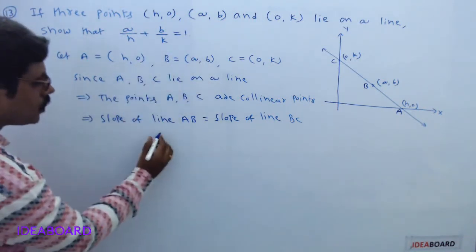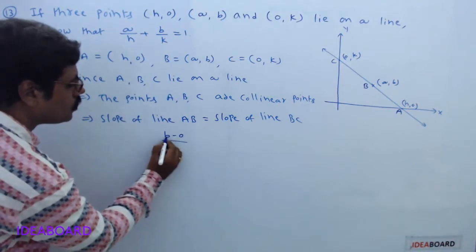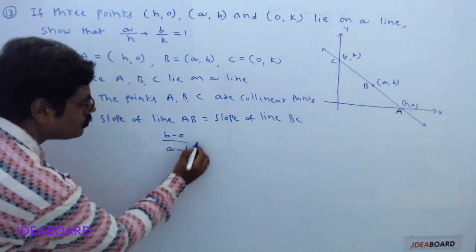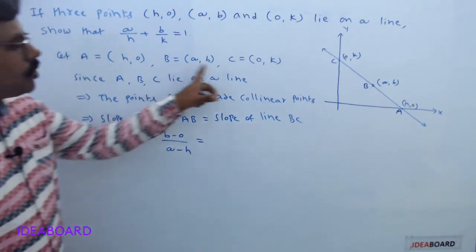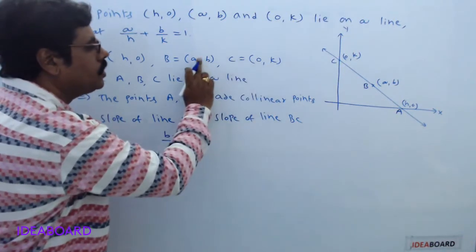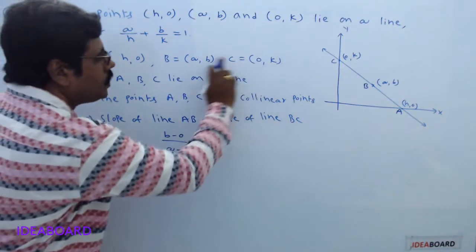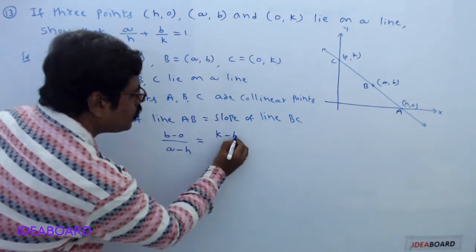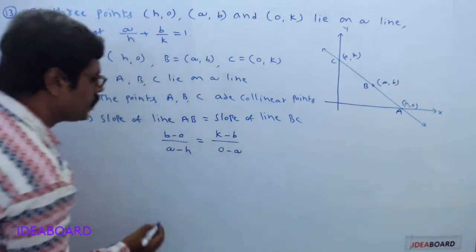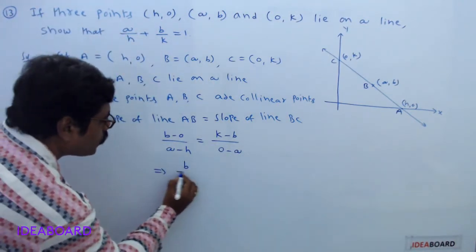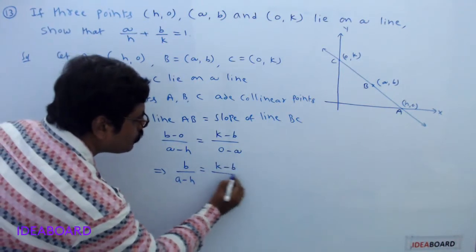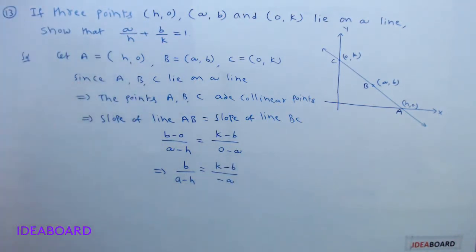Y2 minus y1: b minus 0 divided by a minus h equals slope of line BC. Again y2 minus y1 divided by x2 minus x1. It is k minus b divided by 0 minus a. So from this, b divided by a minus h is equal to k minus b divided by minus a.